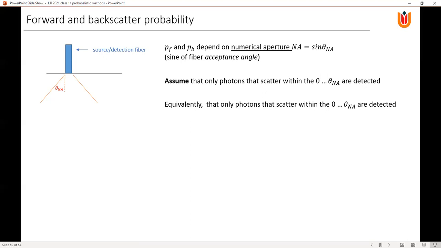The idea was, just intuitively, that only photons that scatter within the NA, so within these small angles, can still be detected. If the scattering angle is larger than that, then we just assume that it is missed.